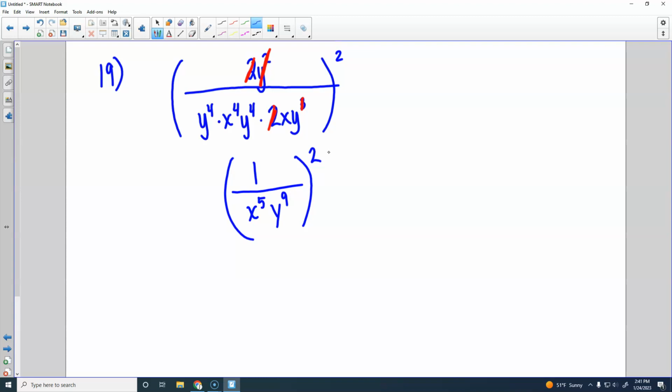Okay. Then what do I do with this square right here? What have I got to do? I multiply my exponents, and my coefficients, I just raise them to that power, right? So I'm going to be squaring 1, so I'll get 1 squared over, and then I've got x to the 10th, y to the 18th. But what is 1 squared? It's just 1. So 1 over x to the 10th, y to the 18th.